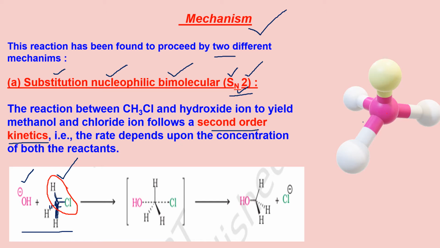Here the tetrahedral structure is quite evident. Suppose this is carbon in the middle and these three white ones are hydrogens. This is one hydrogen. This is the 3D structure that I have kept here specifically to make it more clear for you. And suppose this is the Cl.